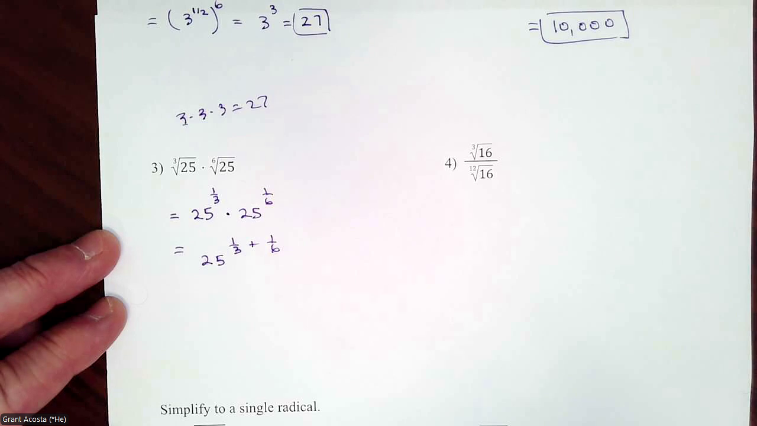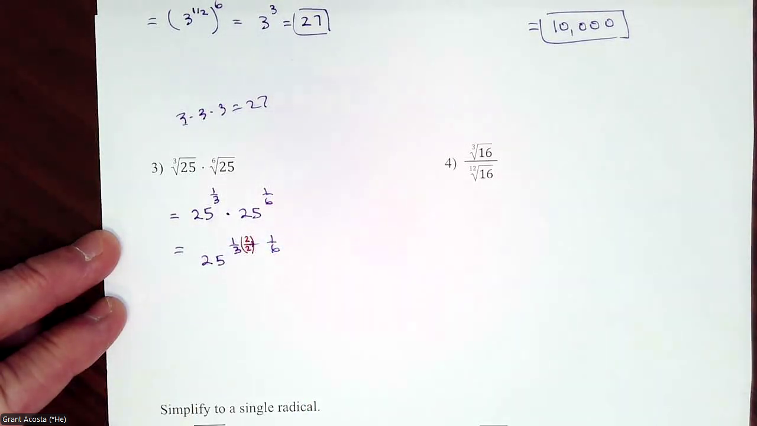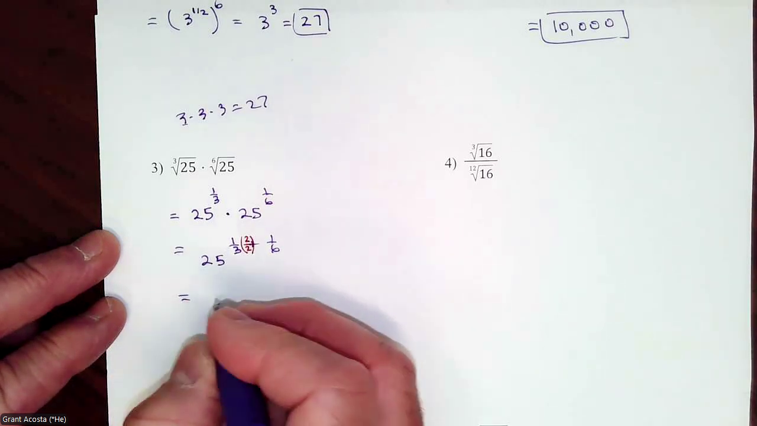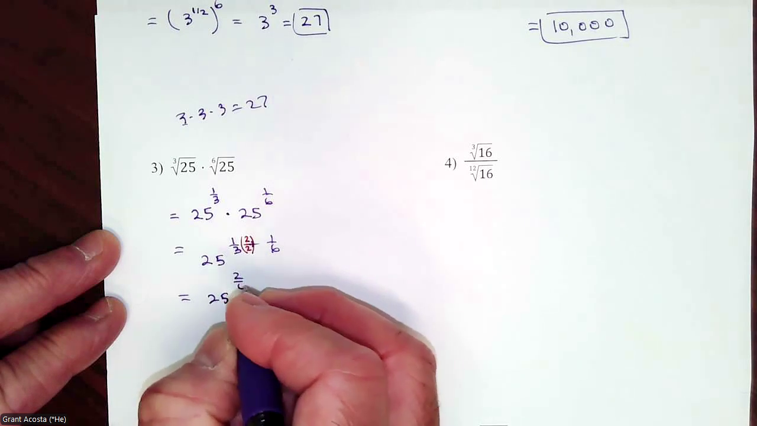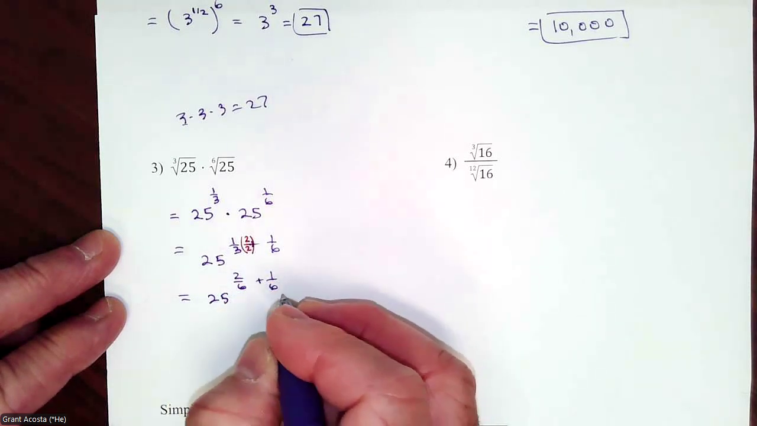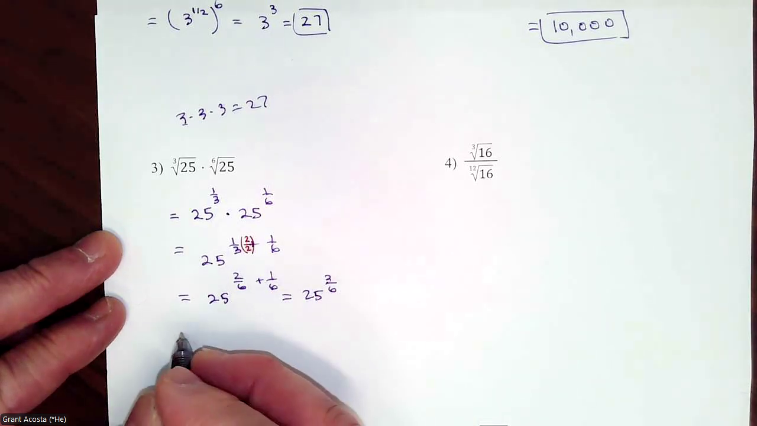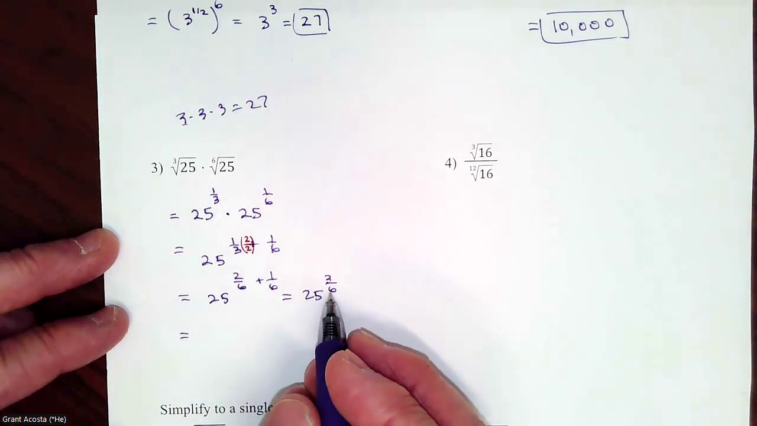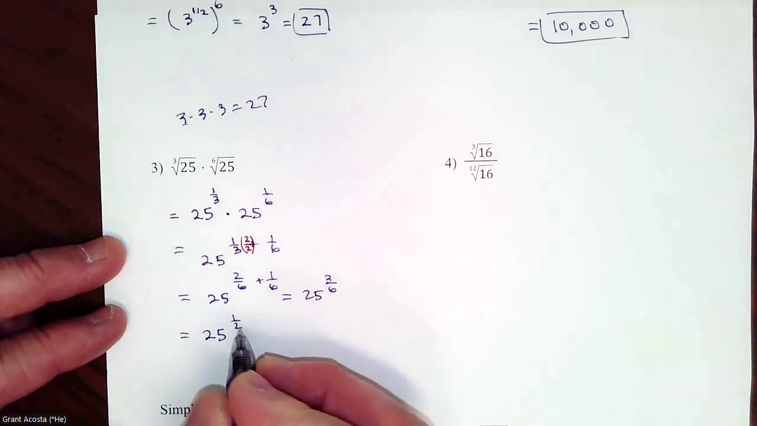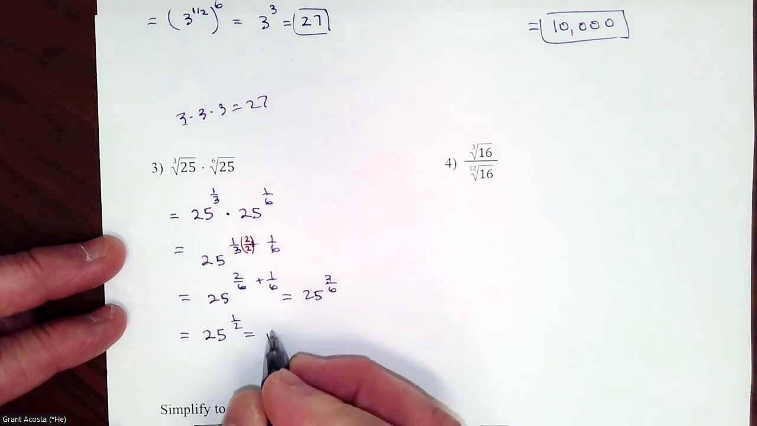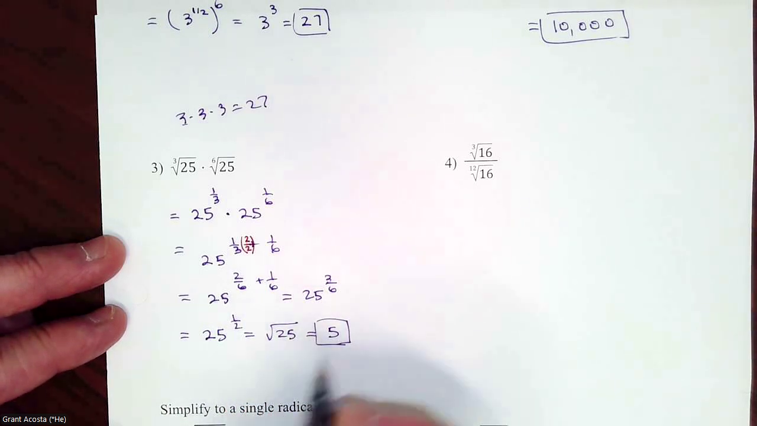We need a common denominator of 6. So I'll multiply this one top and bottom by 2. And that gives me 25 to the 2/6 plus 1/6, which is 25 to the 3/6. There's a good argument for reducing your fractions because you're going to miss it if you leave it like that. 3/6 is the same as 1/2, which we now know is the same as the square root of 25. So the answer is 5.